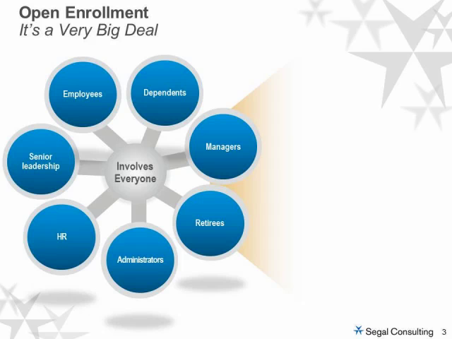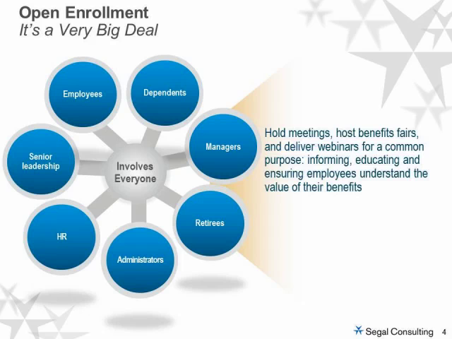Open enrollment also involves everyone around you, from employees and their dependents all the way to senior leadership in your organization. When we hold meetings, host benefits fairs, deliver webinars, we come together for a common purpose. We want to inform, educate, and ensure that our employees understand the value of their benefits.